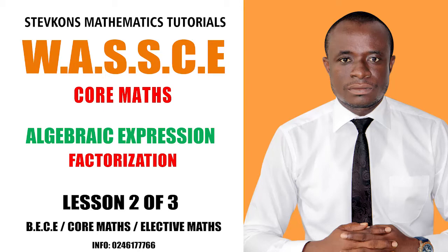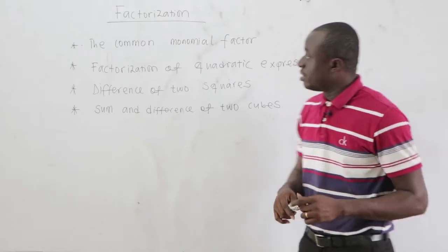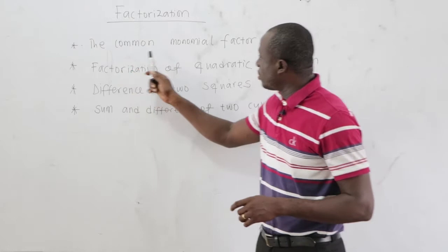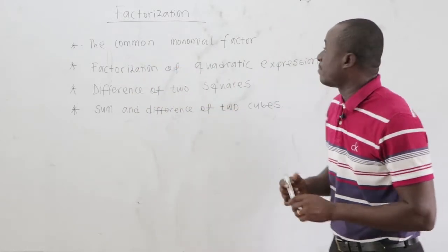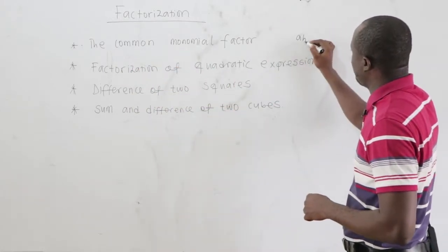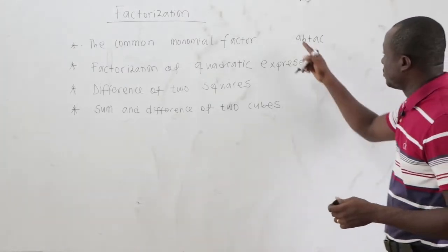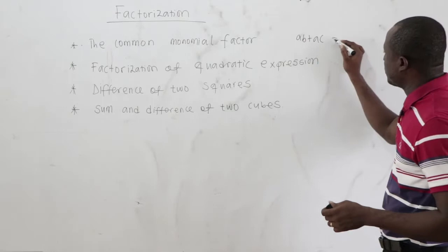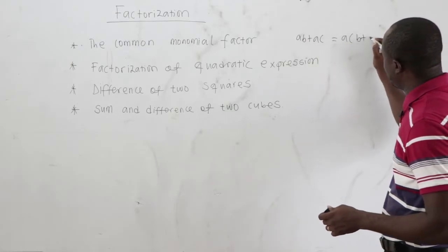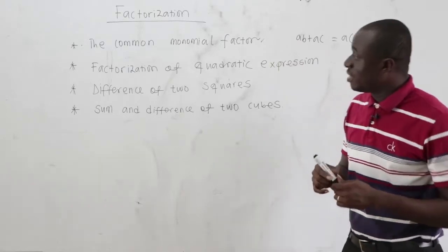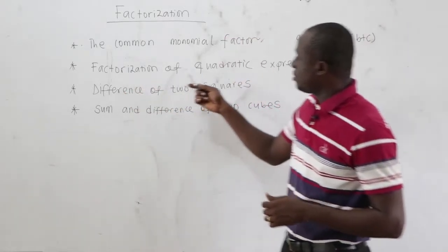Now this is our second lesson on algebraic expressions, and now we are on factorization. In this tutorial we'll be considering the common monomial factor. That is, if you have AB plus AC, there's a monomial factor. So here, A, we can bring the A out and you have A(B plus C). So we'll be considering this type first.